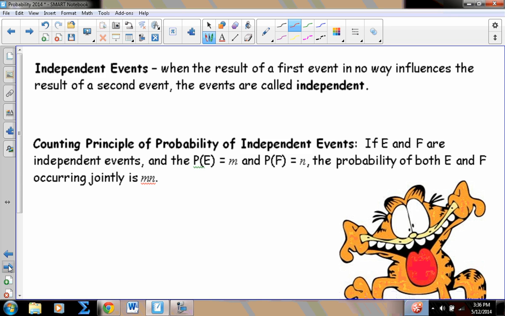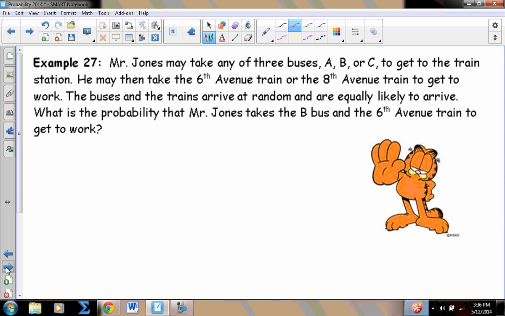All right, next, independent events. 2 events that are independent have nothing to do with each other. One of them happening does not affect the other one happening, okay? If the first thing happens, the second thing may or may not happen, okay? All right, and the thing about the counting principle, now we can apply it to the probability. If I have independent events, the probability of the 2 events is just the product of the 2 probabilities.